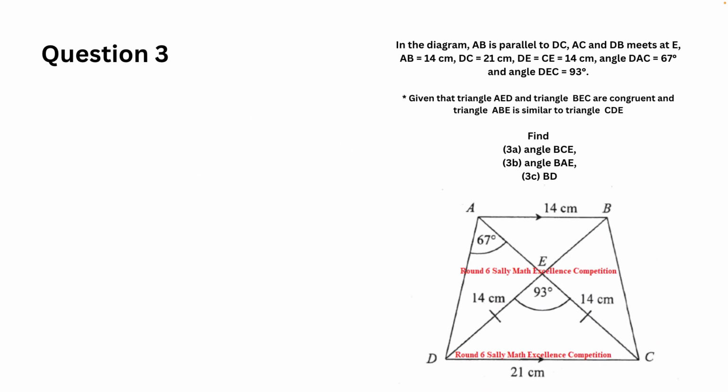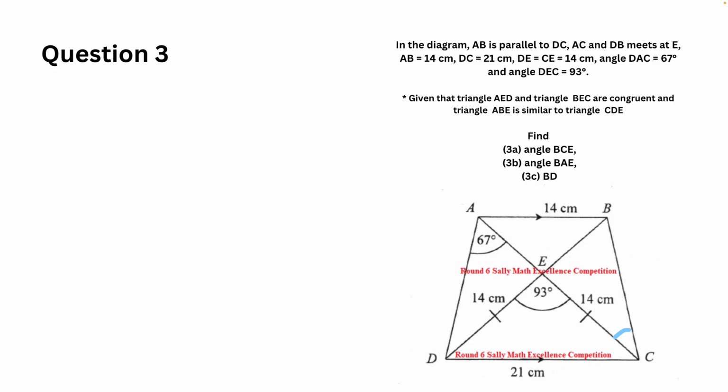In the diagram, AB is parallel to DC, and AC and DB meet at E. AB equals 14 cm, DC equals 21 cm, DE equals CE equals 14 cm, angle DAC equals 67 degrees, and angle DEC equals 93 degrees. Given that triangle AED and triangle BEC are congruent and triangle ABE is similar to triangle CDE, find A, angle BCE, B, angle BAE, and C, BD.